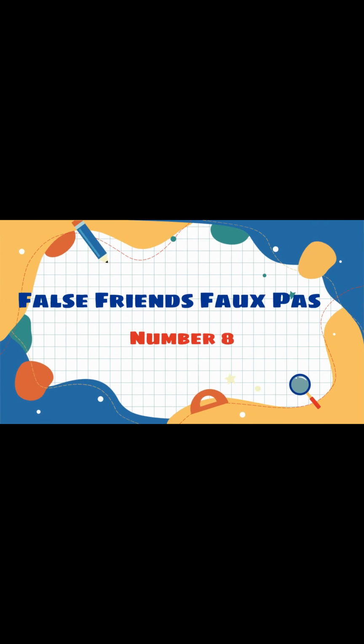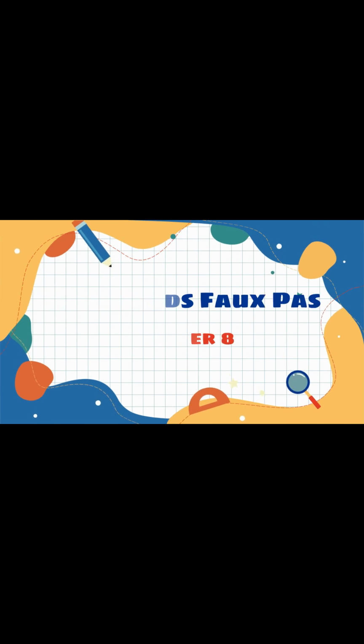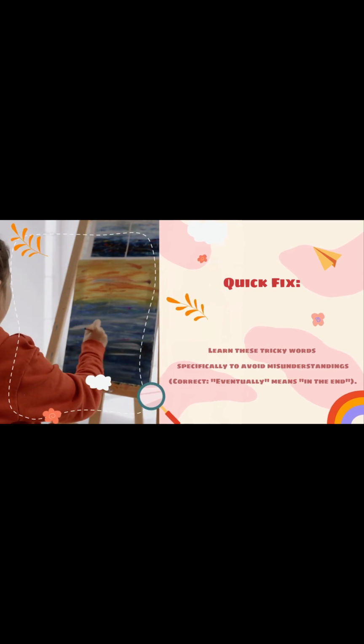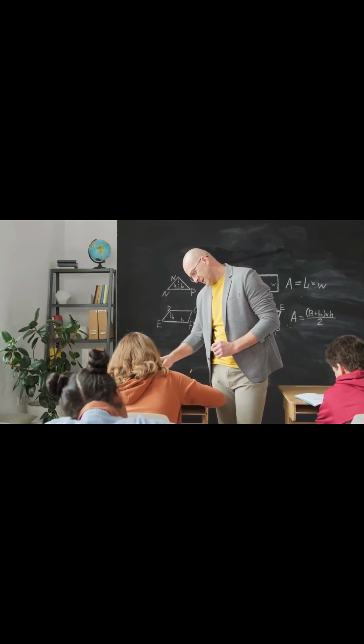Number 8. False friends faux pas. Common error, misinterpreting words that look similar to those in your native language but mean something completely different. Example, eventually does not mean possibly. Quick fix, learn these tricky words specifically to avoid misunderstandings. Correct, eventually means in the end.